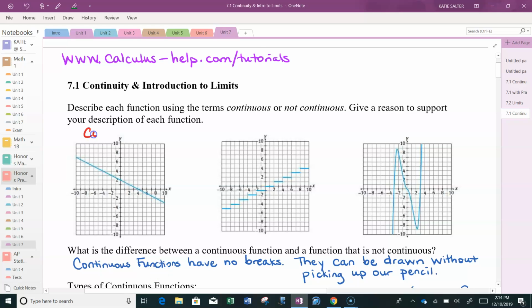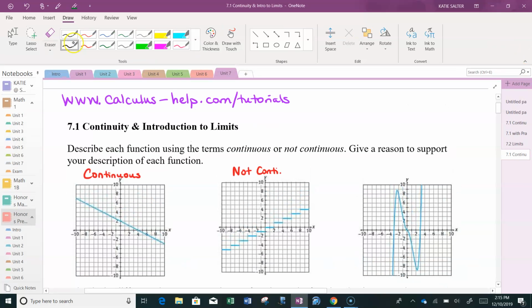Yes, it should be continuous. It is a line, and a line is a continuous function. What about the next function? No, this one should be not continuous. This is a step function, or that greatest integer function that we talked about earlier in the semester. All right, what about the third one? Yes, this one is continuous.